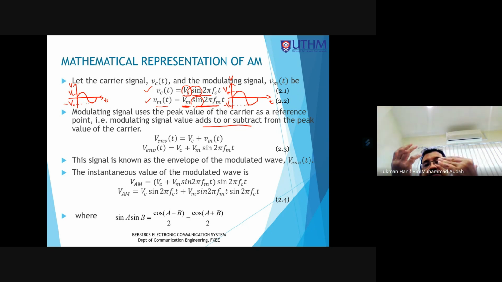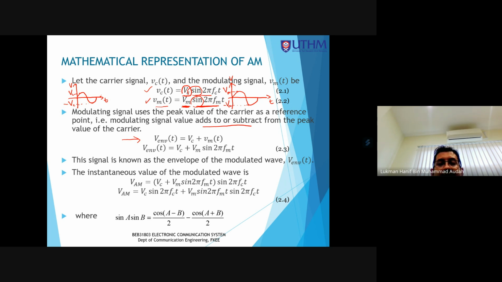So what does it mean? If the amplitude property of the carrier changes, that means the high and low of the carrier signal will change according to the input signal variation. There is another equation, what we call the envelope. Later you are going to see more about this envelope. The envelope is equal to VC plus VM(t).